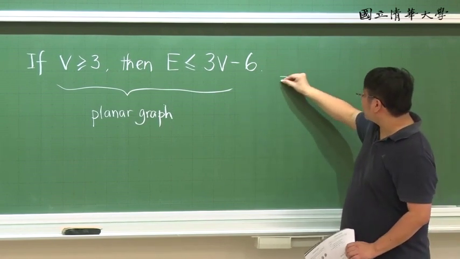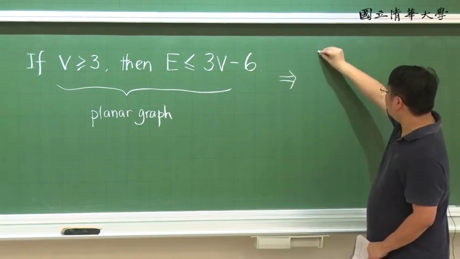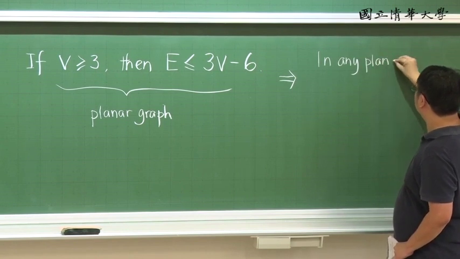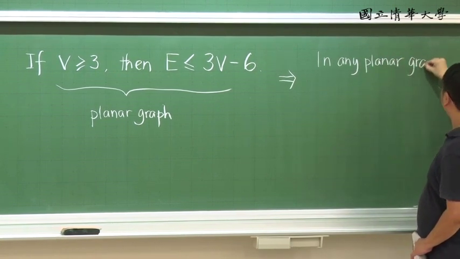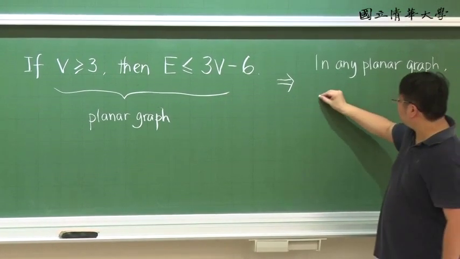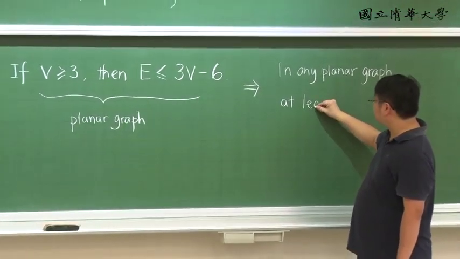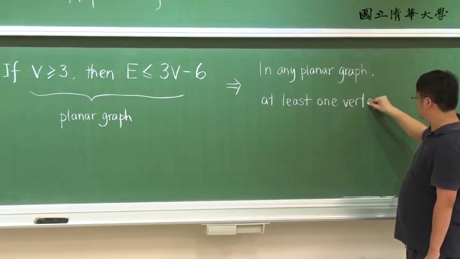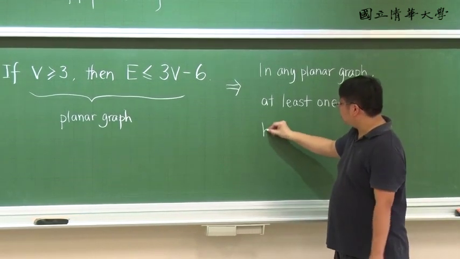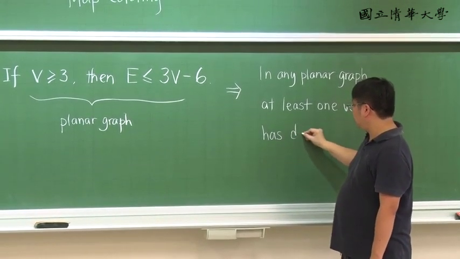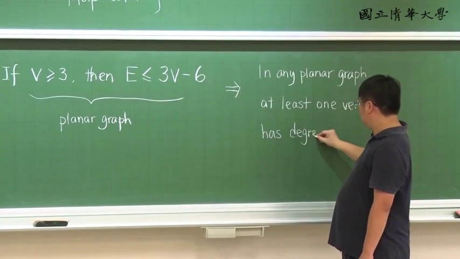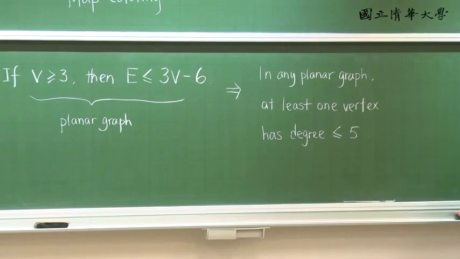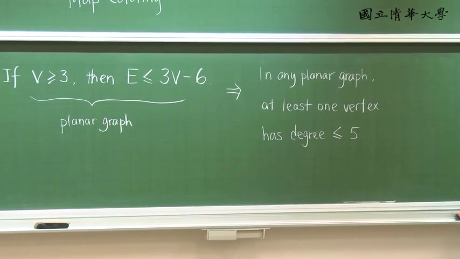And from this theorem, we can actually show that in any planar graph, at least one of the vertices will have degree less than or equal to 5. Okay? So this implies this one.